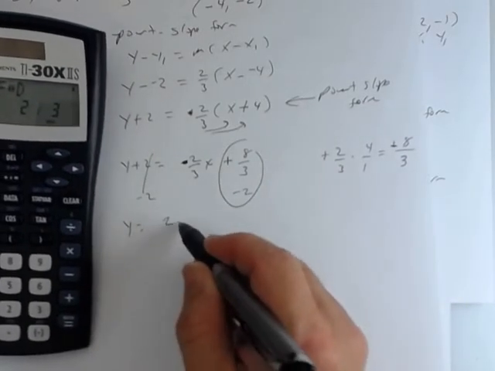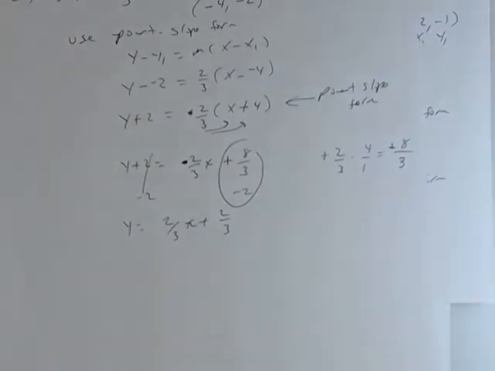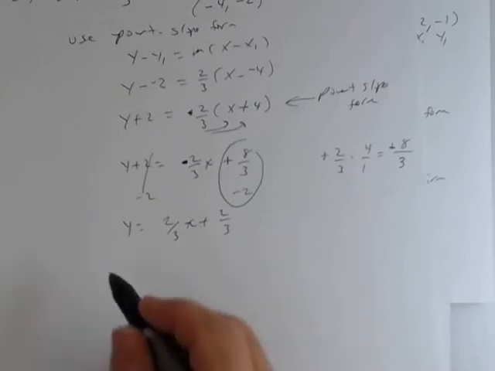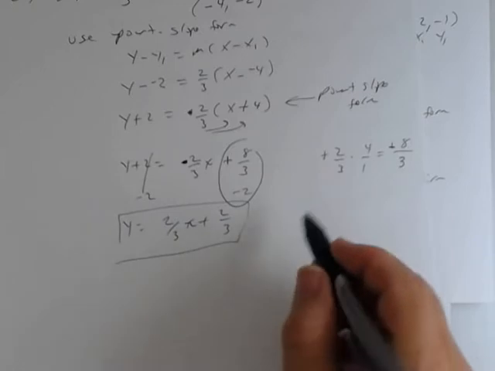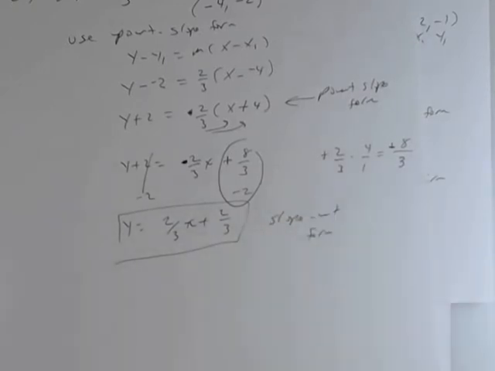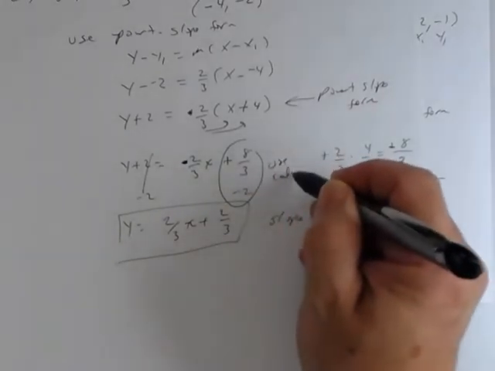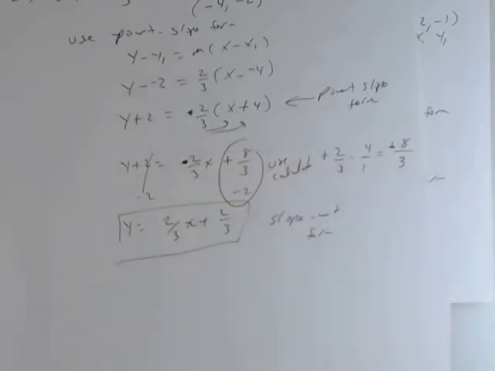So my answer would be 2/3 x plus what? 2/3. So there's your equation of your line. So that's the equation of a line in slope-intercept form. Okay? So make sure you use your calculator for this part so you don't mess up. All right? Let's look at number 3.